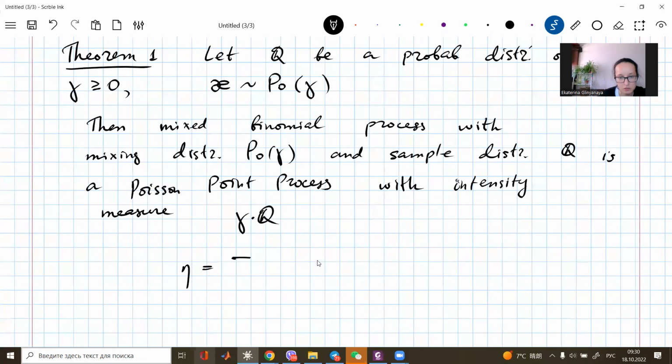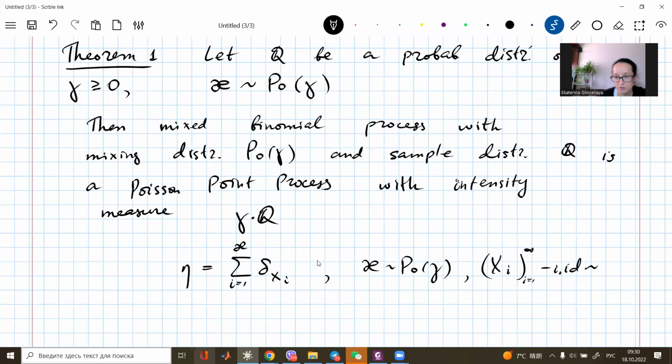So once more, I can represent a Poisson process in this form, from 1 to kappa, where kappa has the Poisson distribution, and xi from 1 to infinity, iid with distribution q, and I should write that kappa and the x's are independent also. So this is the construction.